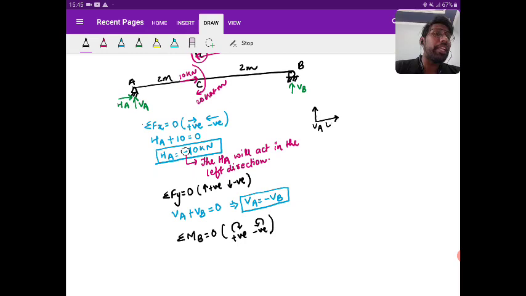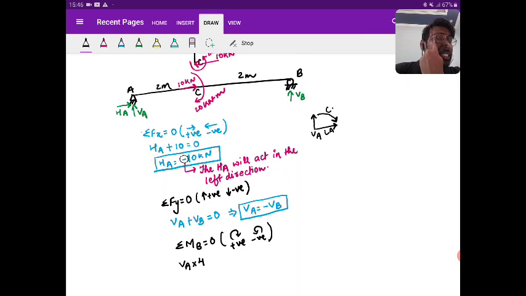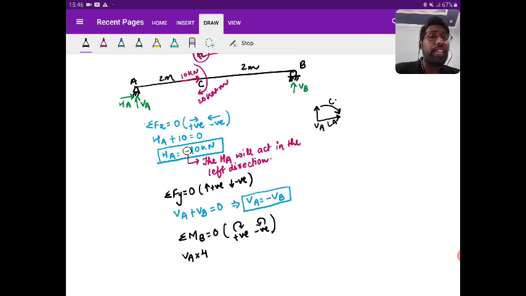So this is my lever arm. You can see that if I move from VA to lever arm, it is creating a clockwise rotation. So with clockwise taken as positive, the value is VA into 4. Now you can see a concentrated moment of 20 kilonewton meter acting in the clockwise direction, so again it is positive 20. Moment due to VB is equal to 0 because the lever arm is 0, as it is passing through the point B.